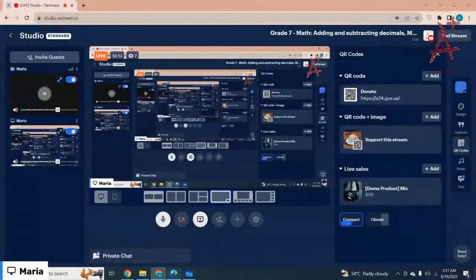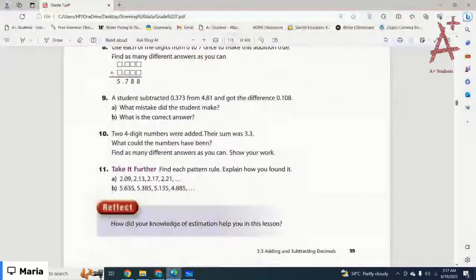Okay, let's just start with question number 9. A student subtracted 0.373 minus 4.81 and got a difference of 0.108. What mistake did the student make? What is the correct answer?